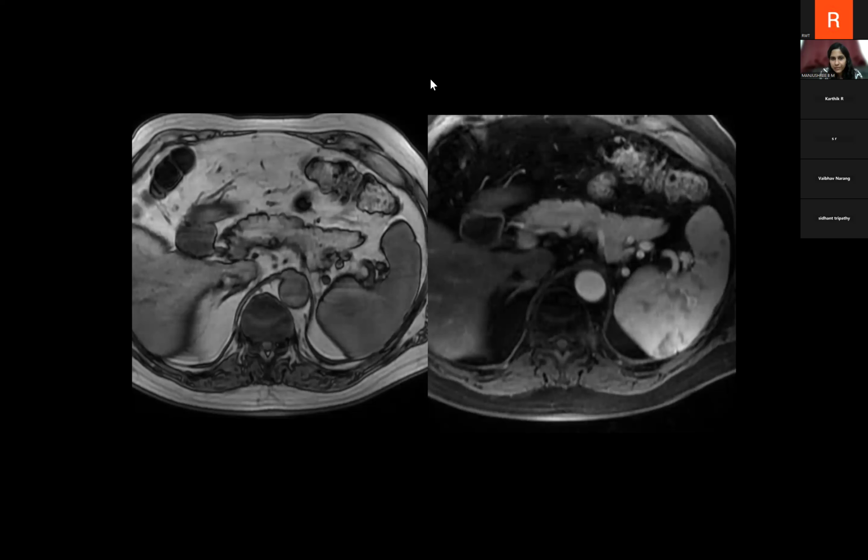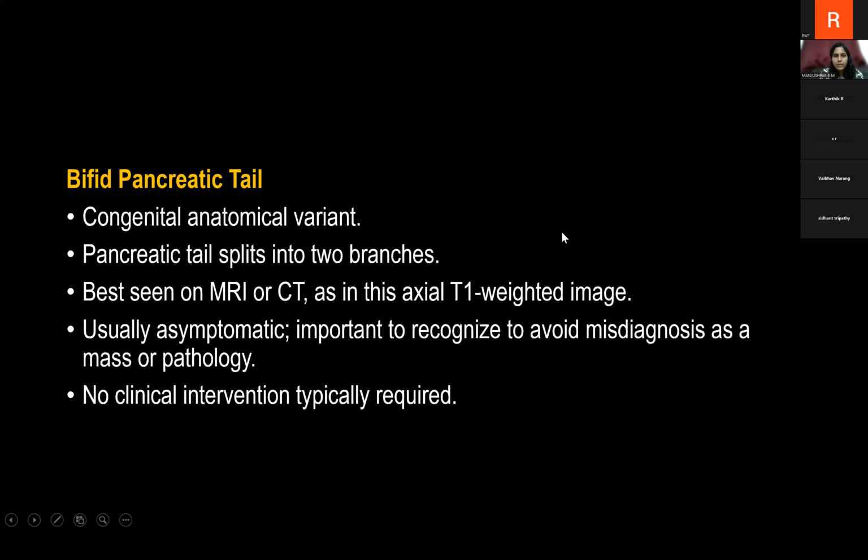Purvita has also answered, but said half bifid pancreas. Yes, this is bifid tail of pancreas. What is the importance? This should not be mistaken for any mass lesion in the pancreas. It's a congenital anatomical variant where the pancreatic tail splits into two branches. It is best seen on MRI or CT, usually asymptomatic, and no clinical intervention is typically required.